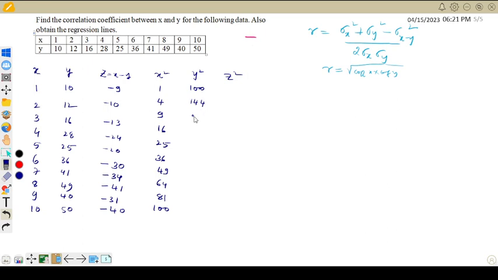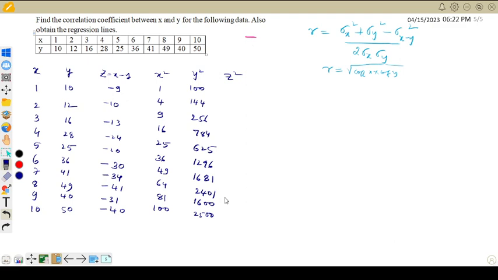16 square is 256. 28 square is 784. 25 square is 625. 36 square is 1296. 41 square is 1681. Similarly, 49 square is 2401. 40 square is 1600. 50 square is 2500.